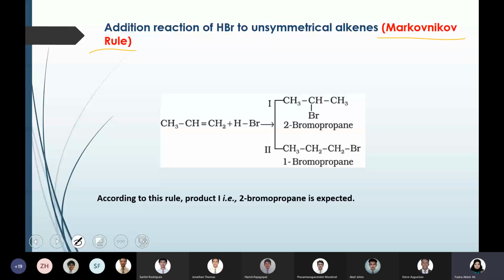Okay, so we will discuss that tomorrow anyway. We don't have time to complete it, so we'll continue with Markovnikov's rule. So please go through all these things and come so that we can continue with Markovnikov's rule.